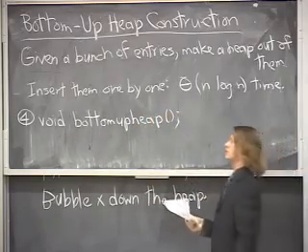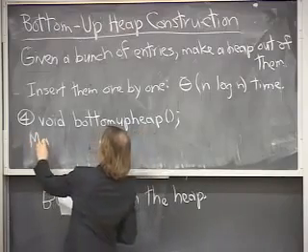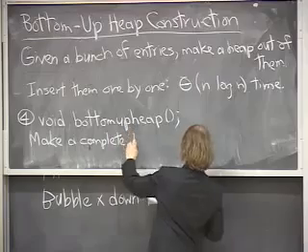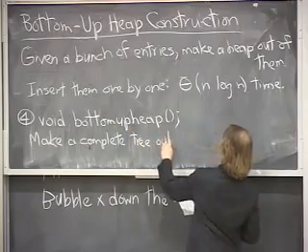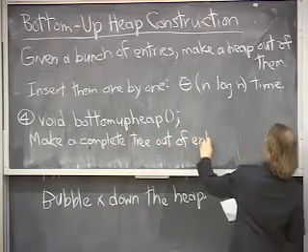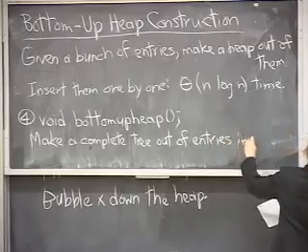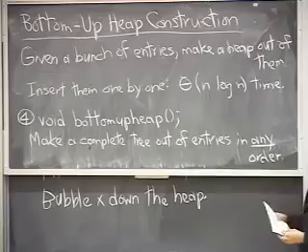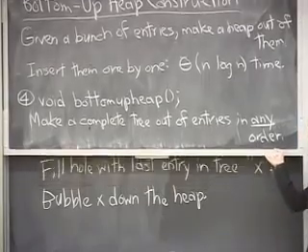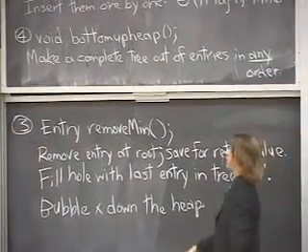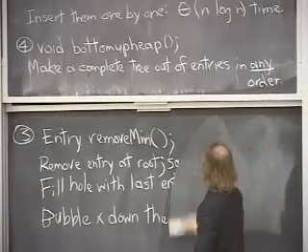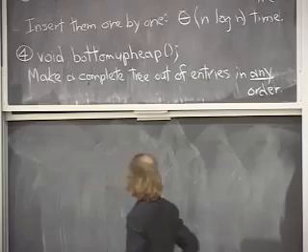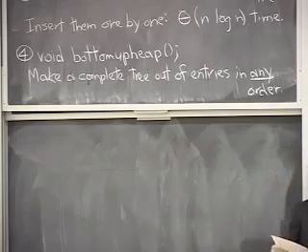And here's how you do it. First of all, you just make a complete tree out of the entries in any order. So if you're using an array-based heap, this means you just take your entries and you throw them into the array in any order. And now you have a very broken heap, so here's how we're going to fix it.